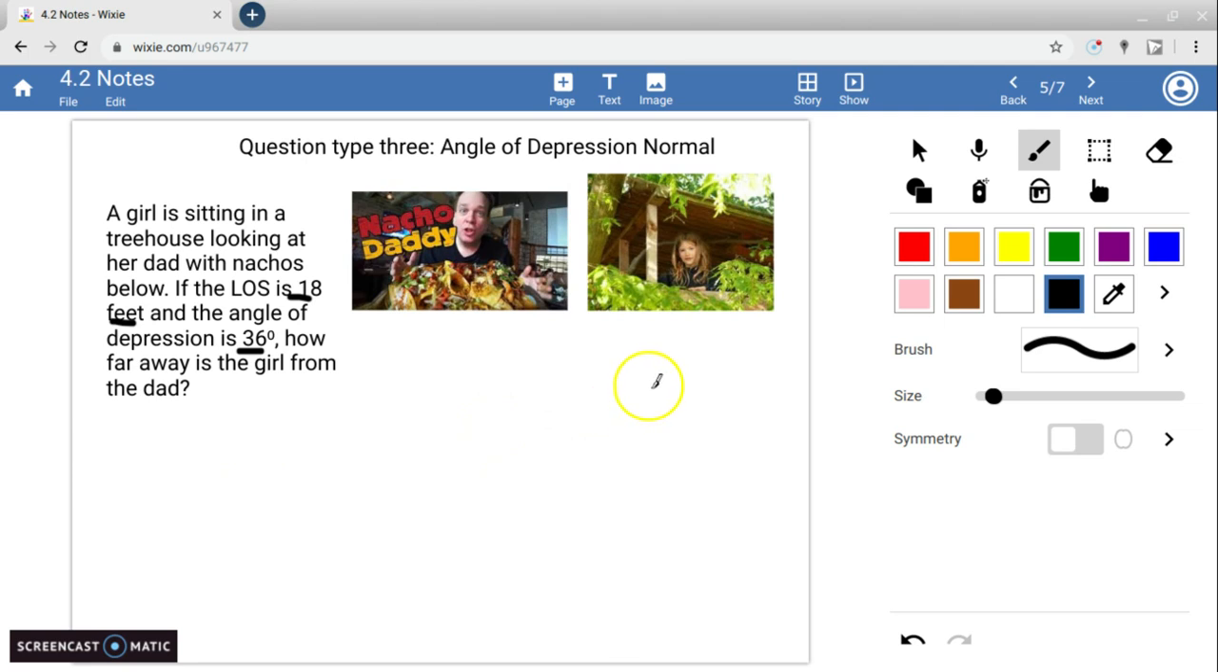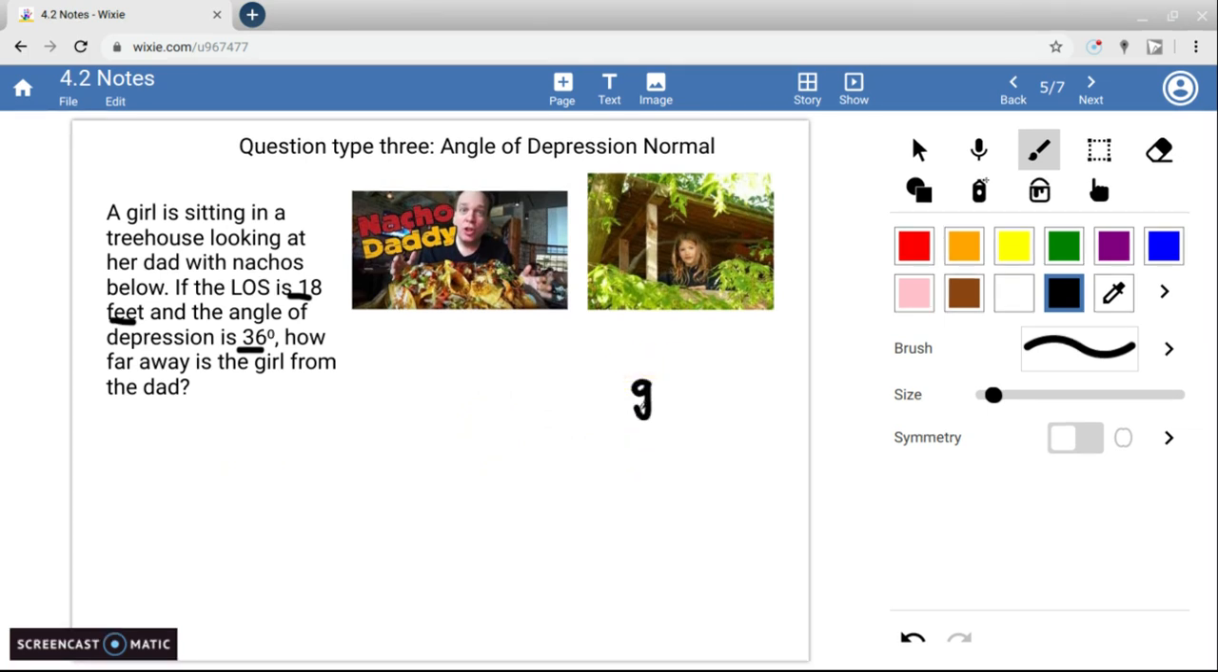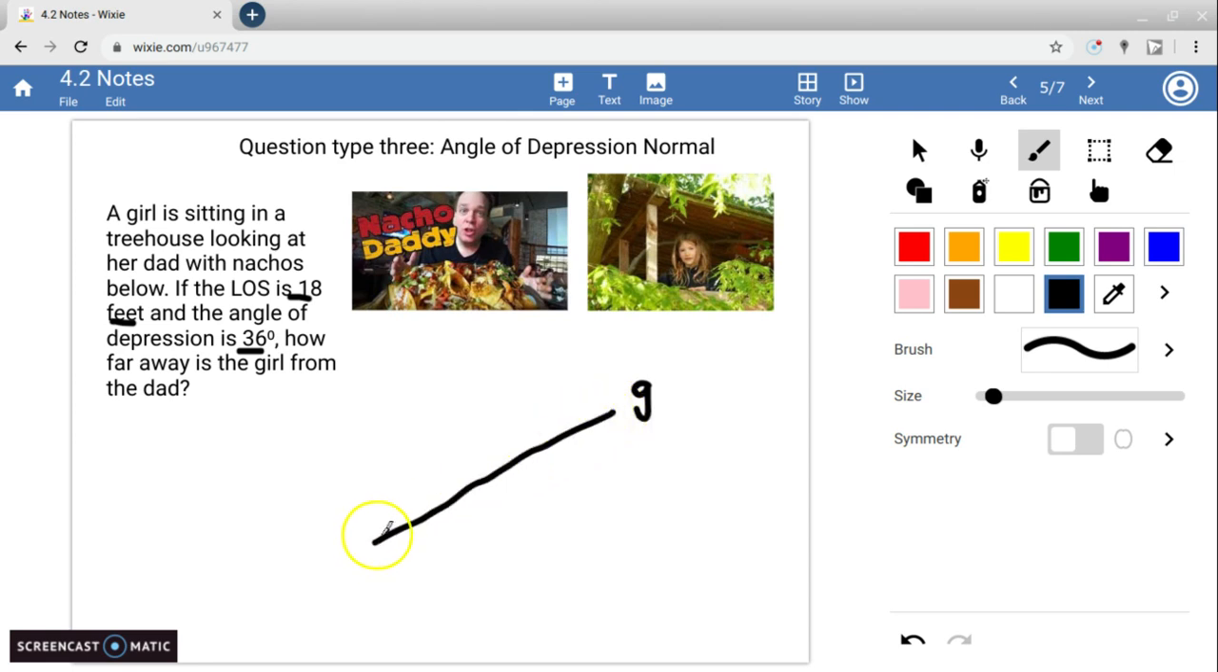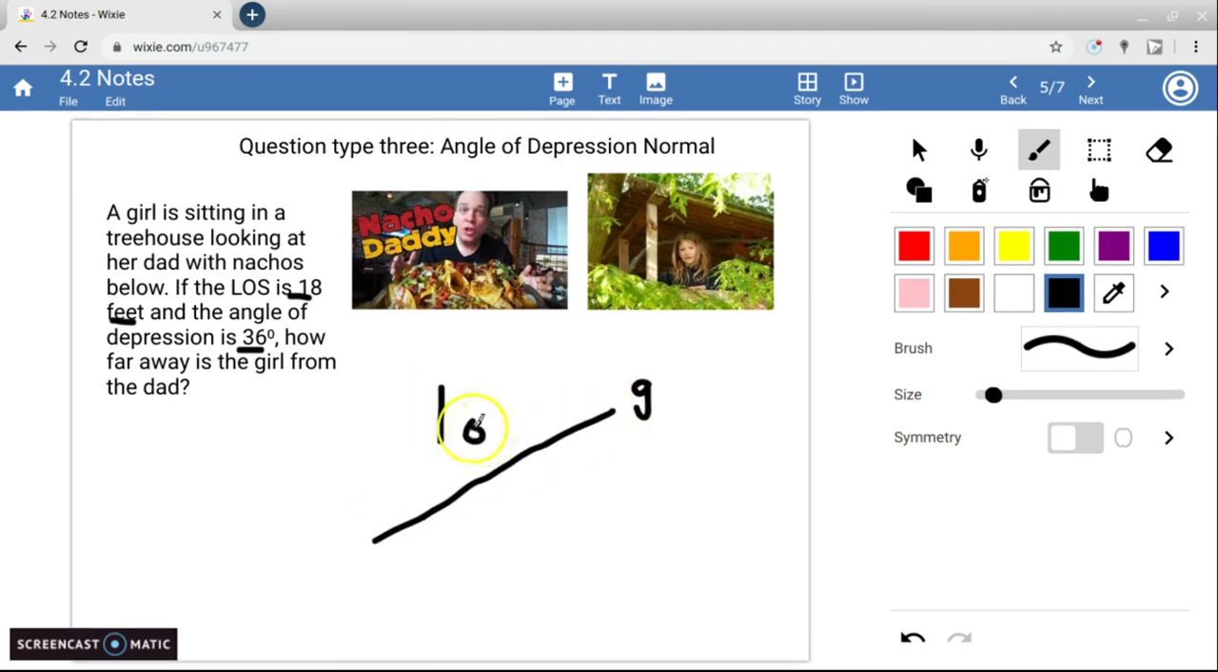So anyways, we can just say G for girl, who's in her tree house, and there is a line of sight that is 18 feet. And then below is the dad with nachos. I'll just say DN, dad with nachos. And then, let's see, it said the angle of depression, what it was.